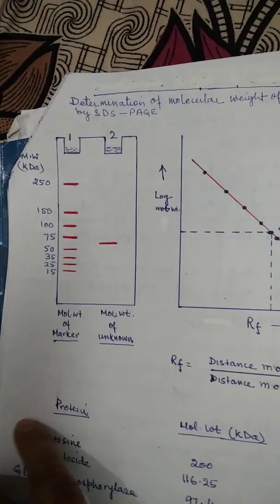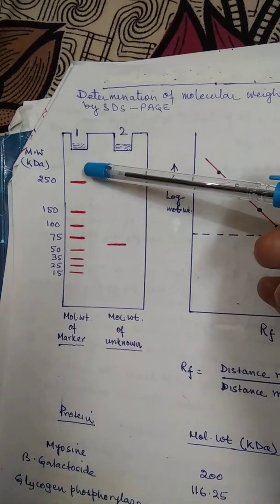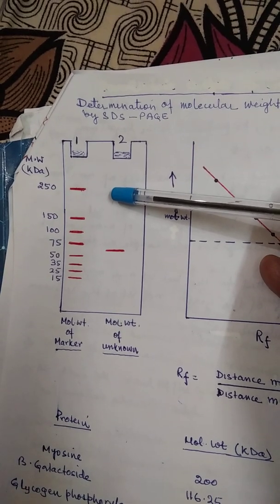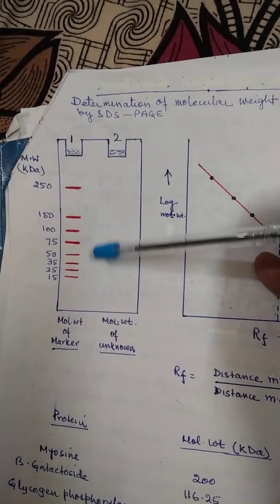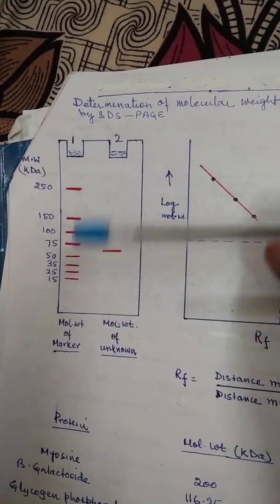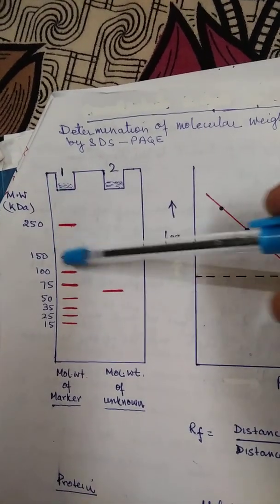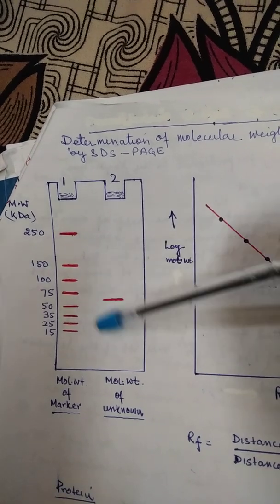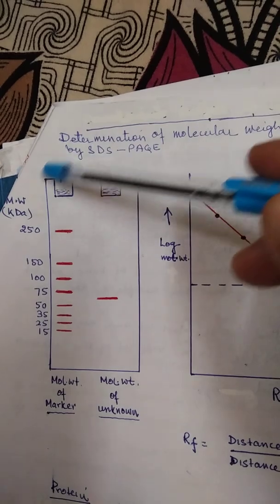This is achieved by comparing the distance traveled by protein of known molecular weight to that of protein of unknown molecular weight in the same gel. That means by comparing the distance traveled by the protein of known molecular weight to that of unknown molecular weight run in the same gel. This can be explained by this graph.